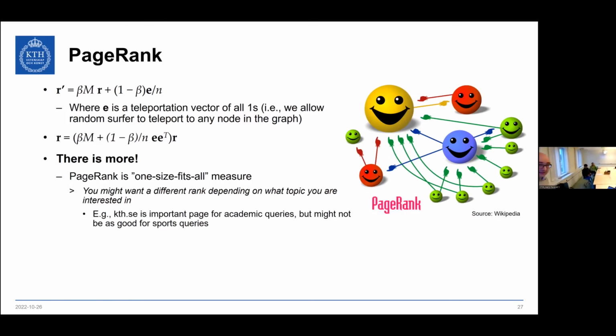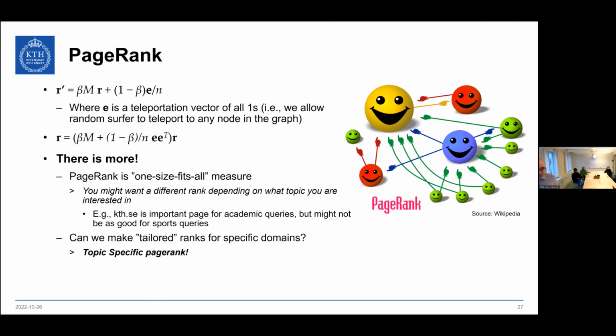So again, when you think about it, it's a bit sad that you get only one rank, one size fits all. I would like to know what's your rank in comparison to computer science, or to sports, or to politics, because KTH is maybe a very good web page for, say, academia or computer science, but not very good for sports. So maybe it should be ranked differently.